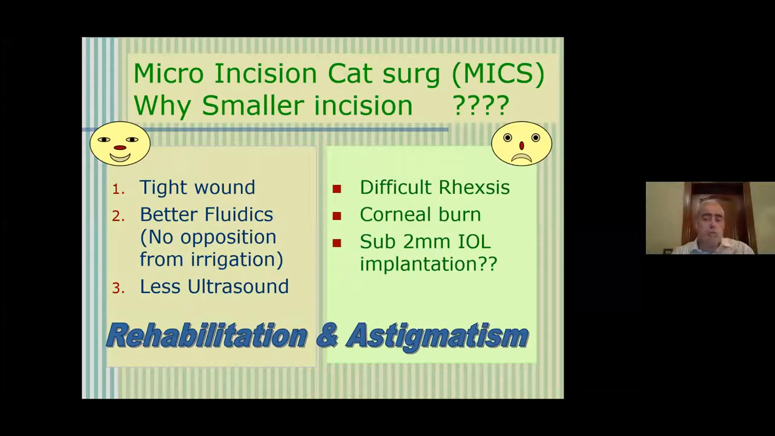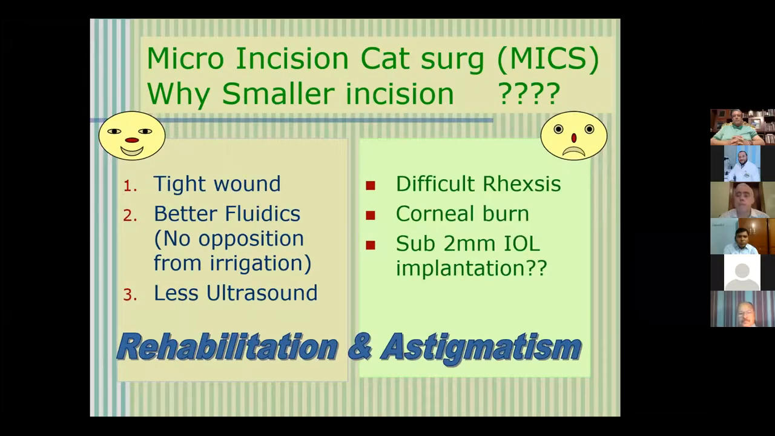This might include difficult rhexis, as Dr. Hisham Fawzi has shown us. Of course, corneal burn can happen. And we still don't have very reliable intraocular lenses for the sub-2 millimeter incision.